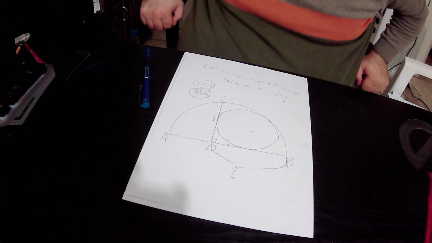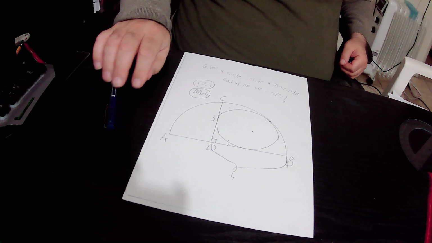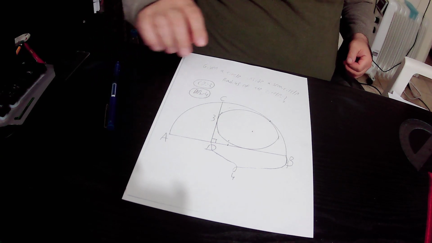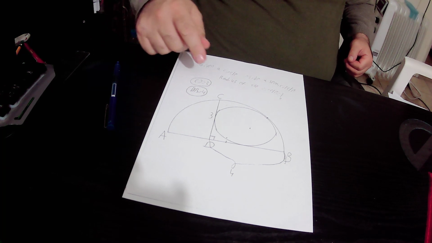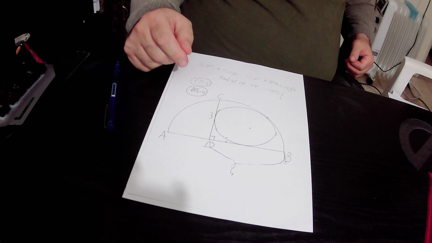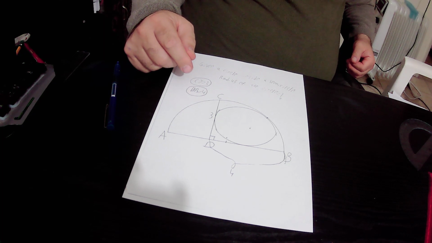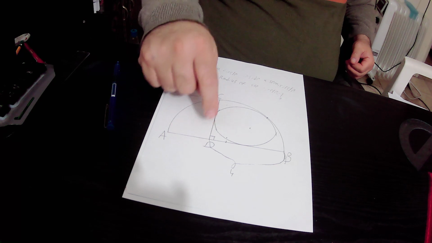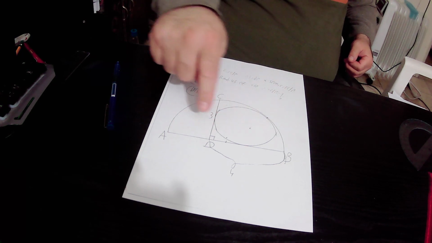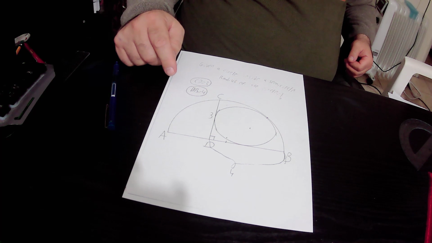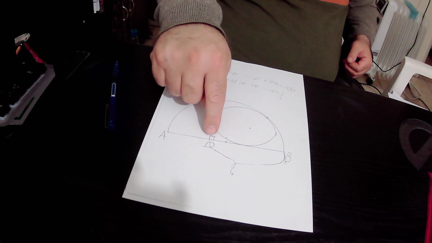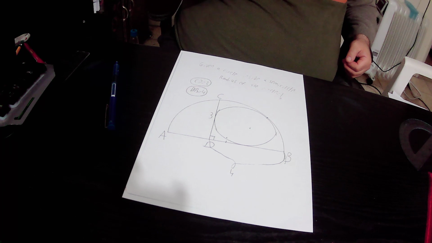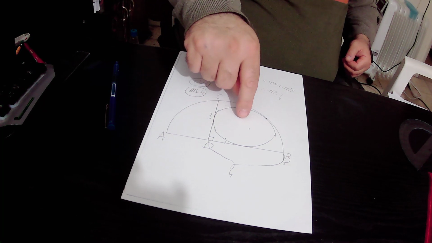Now, in this lecture, we'll find out the radius of the small circle. In the drawing, we have a circle that is inscribed by a semicircle, and we know that line segment CD equals 3 units, line segment BD equals 4 units, angle CDB is a right angle, equal to 90 degrees, and we want to find the radius of this small circle.